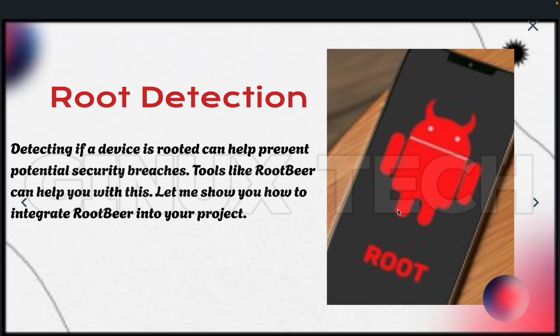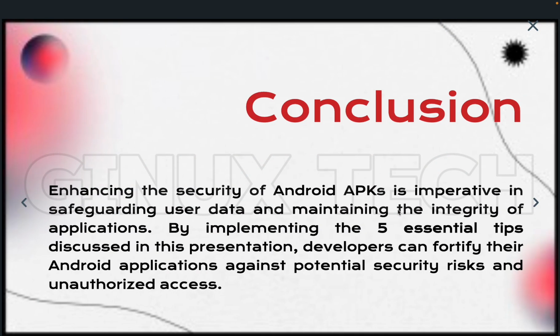This is important too. You can use packages out there, like rootbeer for Cordova. Cordova has a plugin if you are using Ionic, but I don't know about React Native and Flutter, though I believe those will definitely have libraries and tools that can help you achieve this. So in conclusion, enhancing the security of Android APKs is imperative in safeguarding user data and maintaining the integrity of your applications. By implementing these 5 essential tips discussed in this presentation, developers can fortify their Android applications against potential security risks and unauthorized access.